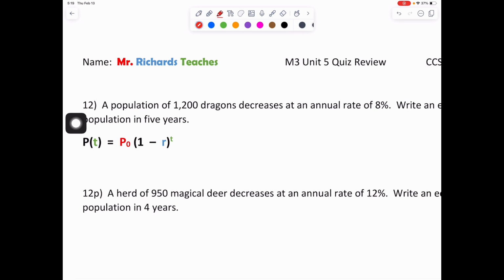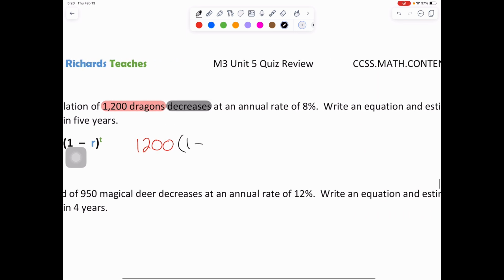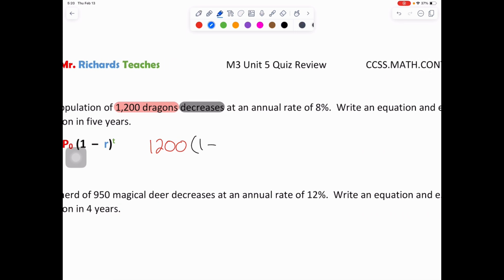All right, our initial population of 1,200 dragons, well, our initial pop right there is 1,200, so we're just going to write that out. We will open a parenthesis. The formula calls for the 1. We do know that it decreases, hence the exponential decay. If it were growth, we would use a plus. If it were increasing, at an annual rate of 8%, well, that 8% when written is just simply 0.08.